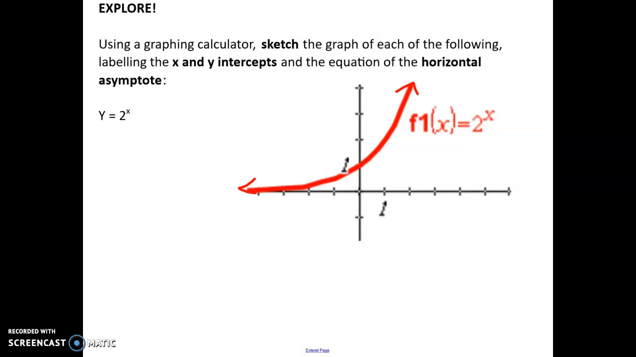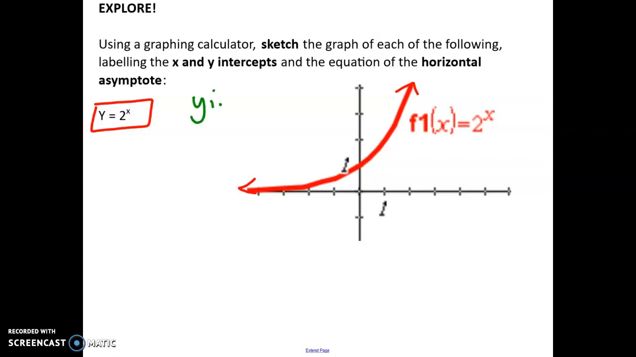Alright, so today we're going to start by exploring exponential functions. And we're going to start by taking a look at the graph of y equals 2 to the exponent x. So in exponential functions, the exponent is x. When we've drawn this out, let's take a look at some of our key information.